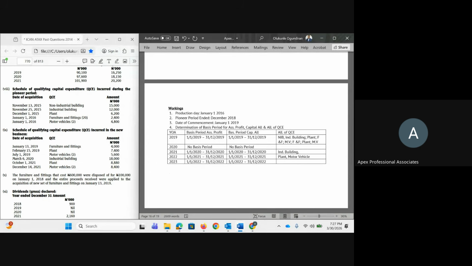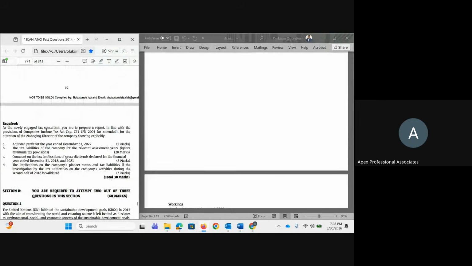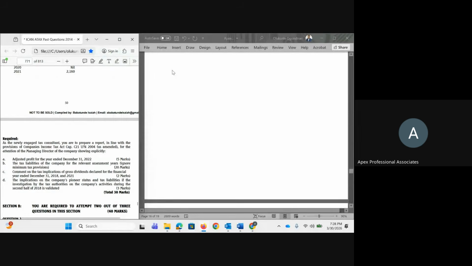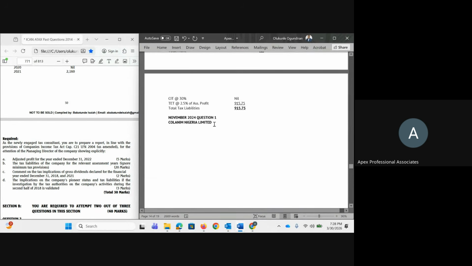Number 5. So I'm done with the capital allowance, right? I'm done with the allocation of capital allowance. So let me quickly go ahead and compute the capital allowance. Or no, better put, let me go ahead first and compute my adjusted profits. I believe that will be the first requirement: compute the adjusted profit for the year ended 31st December 2020. Computation. Are we together? Yes, sir.